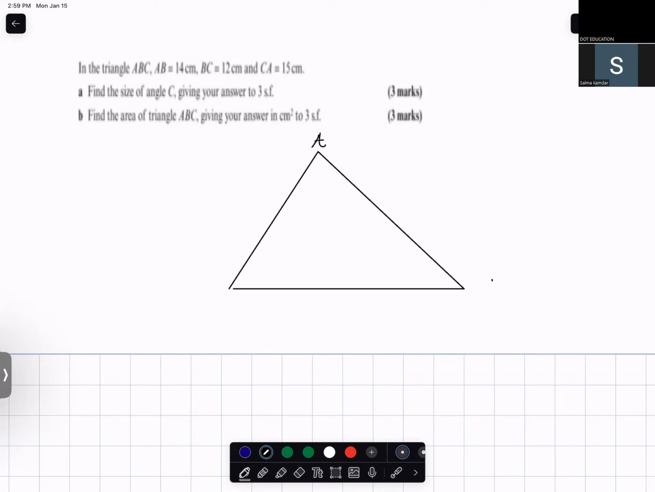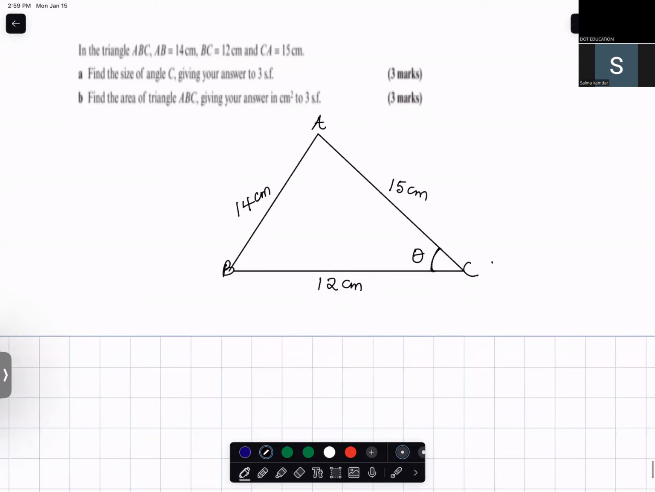So I have my A. Our AB is 14 centimeters. Our BC is 12 cm. And CA is 15 cm. So we are asked to find angle theta, which is the angle at C.